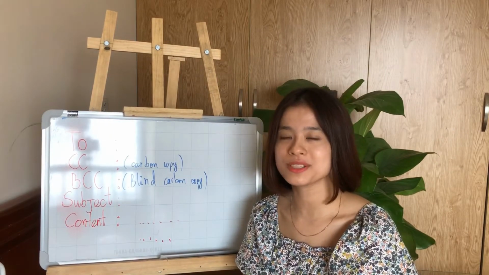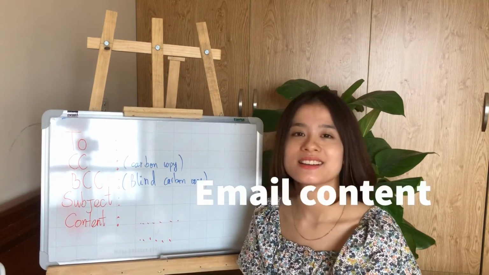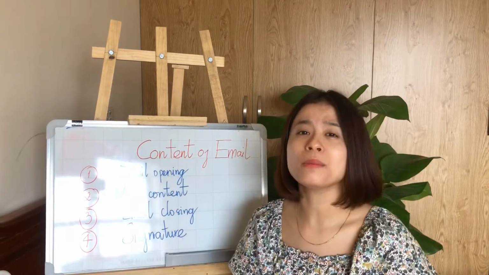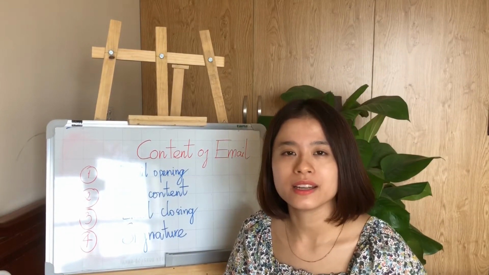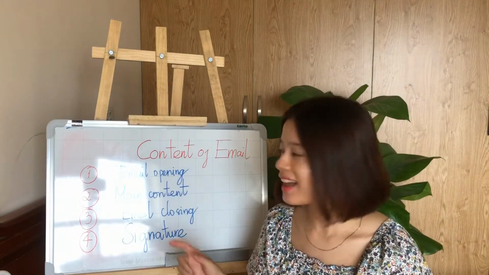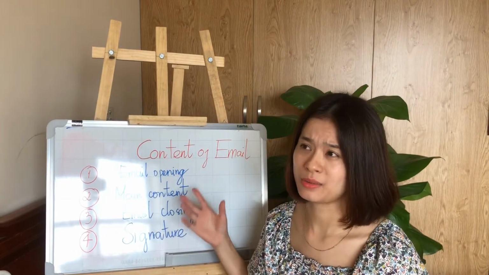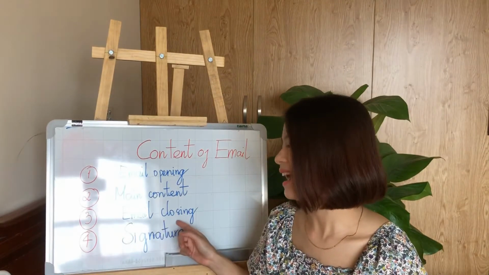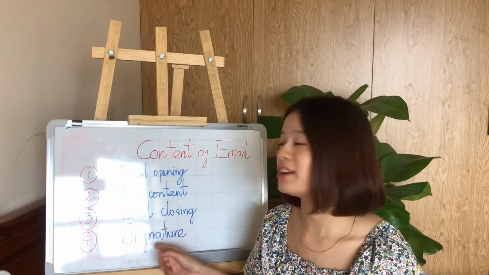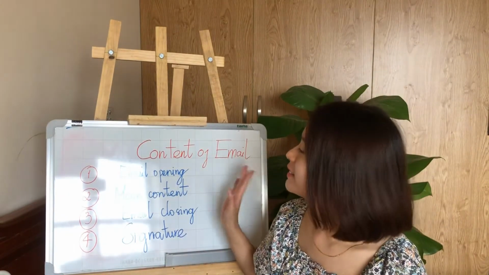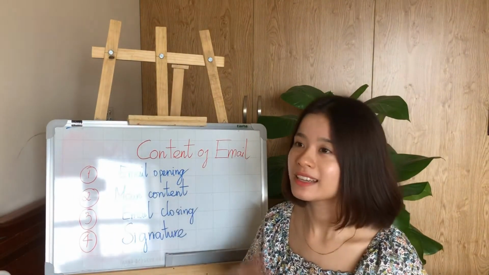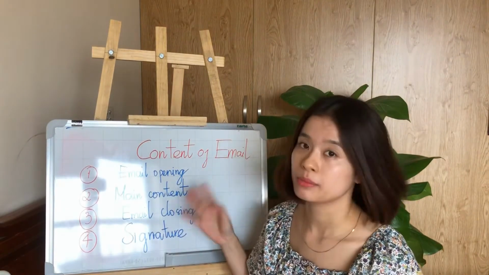Okay, and now we will move to the main course, the content of your email. Talking about the content of email, stick in your mind that content of email needs 4 parts. The first, email opening, and then main content, what you want to say, and next, when you finish what you want to say, you have to have an email closing, and in the end, don't forget the signature.